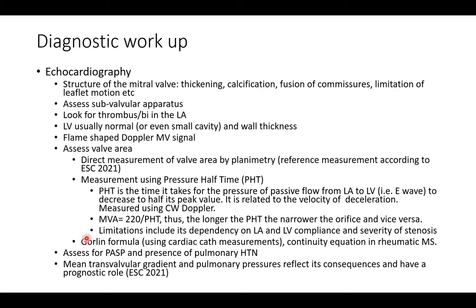Other formulae or methods that can be used to measure the mitral valve area, if we have optimal echo, include the Gorlin formula, which uses cardiac output measurements. We could use a continuity equation in rheumatic MS, but these two methods are usually the most widely used. Of course, we should use echo to assess pulmonary artery systolic pressure and the presence of pulmonary hypertension.